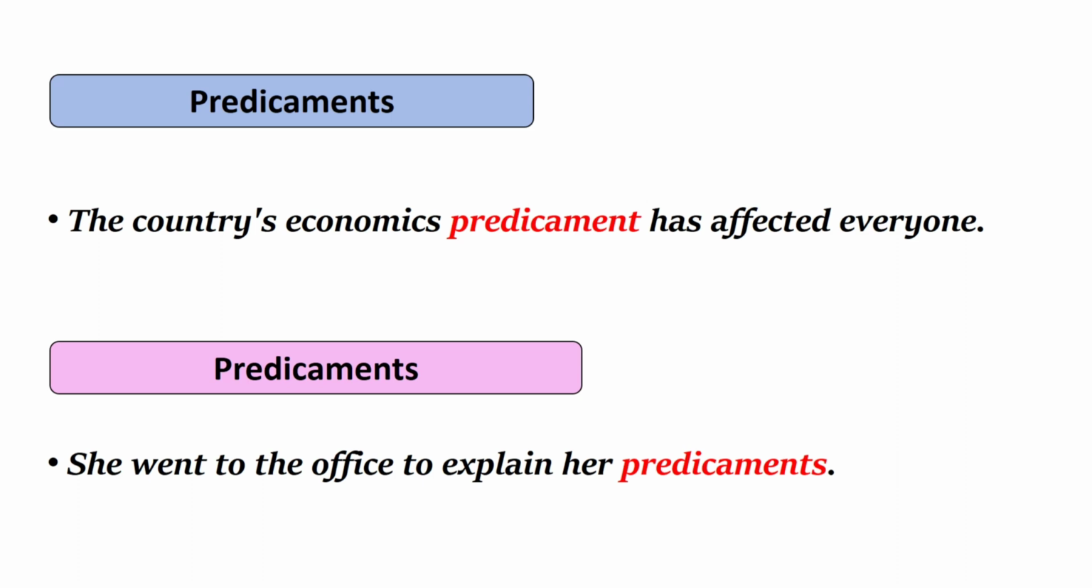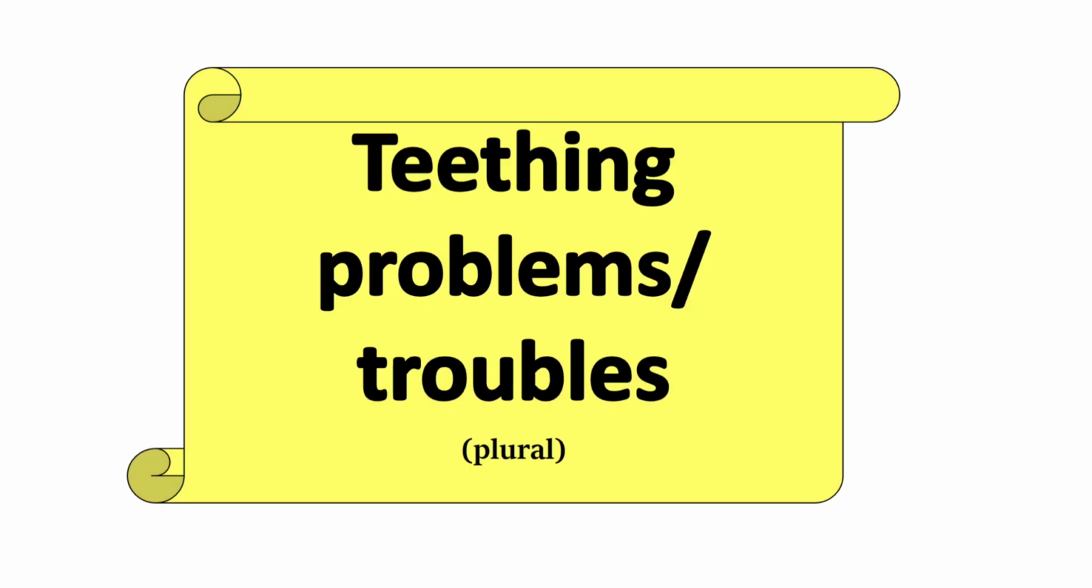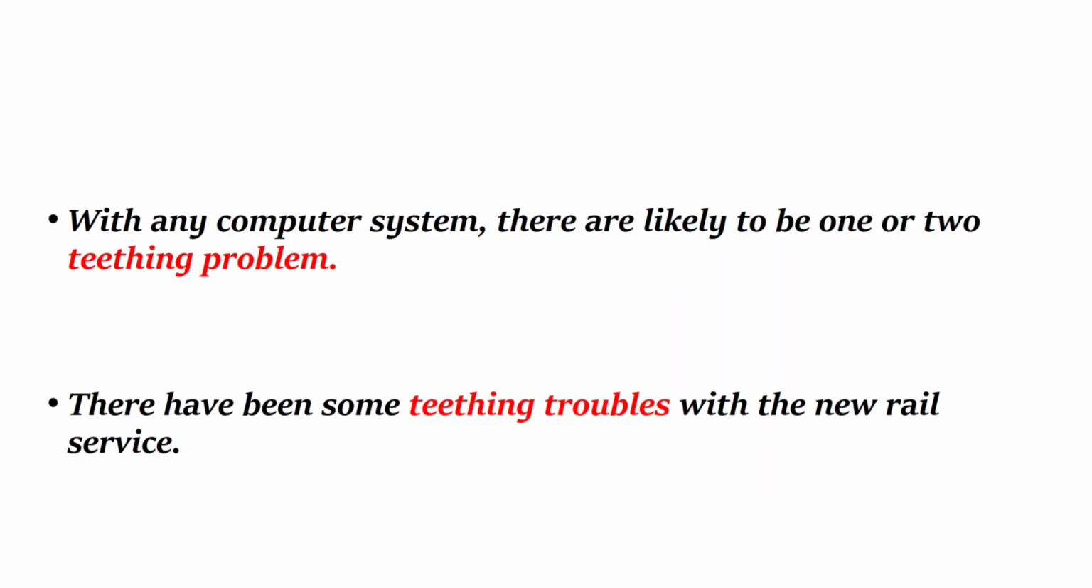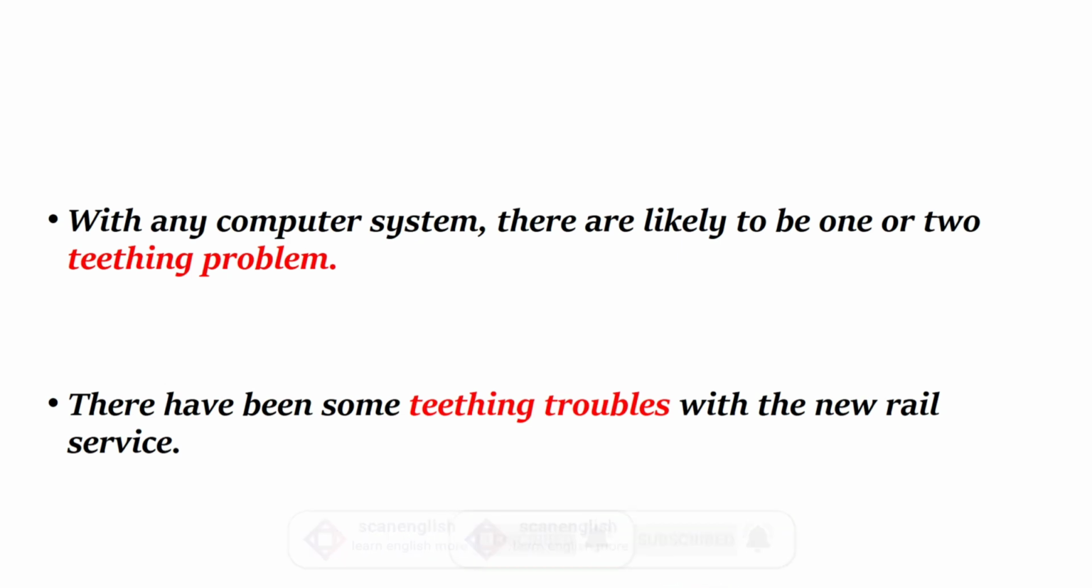The next part is about small problems. The first one is teething problems or troubles. It is plural. Small problems which happen when you start using or doing something new. With any computer system, there are likely to be one or two teething problems. There have been some teething troubles with the new rail service.